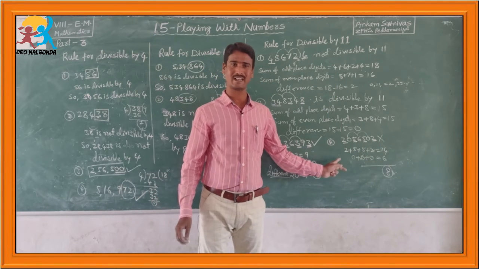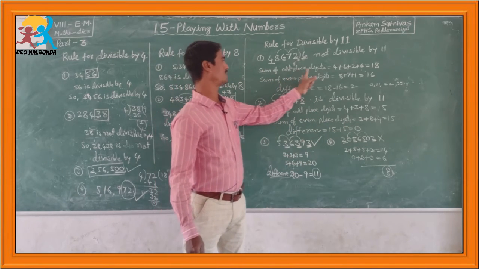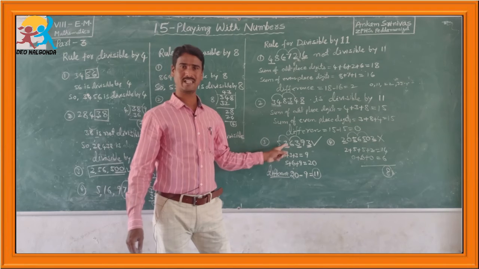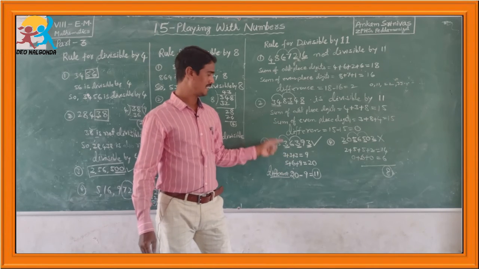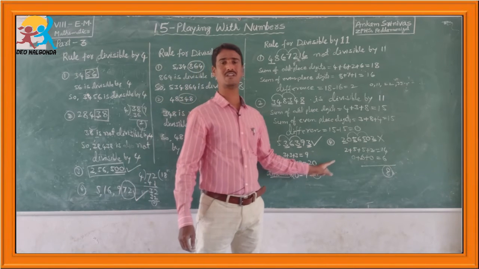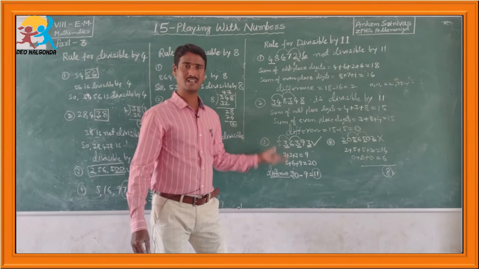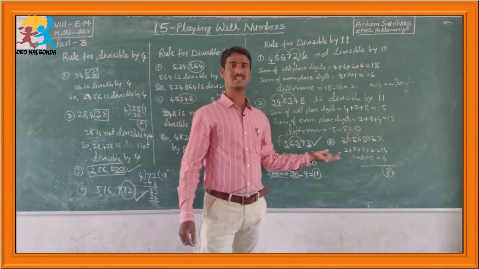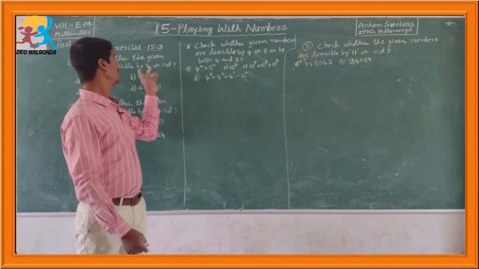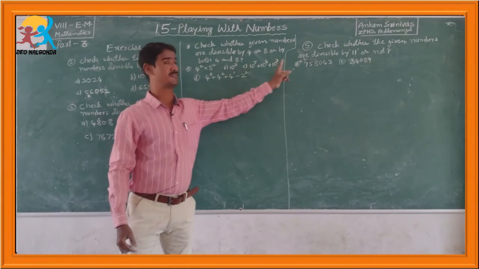Very easy to check directly. To write the procedure, you have to write the sum of the odd place digits, the sum of the even place digits, and the difference, then go step by step in examination pattern. To check directly, simply add the alternate numbers separately and take the difference. If you get 0, 11, 22, 33 like that, the given number is divisible by 11. If not, it is not divisible by 11. And children, we now know the divisibility rule for 4, for 8, and for 11.